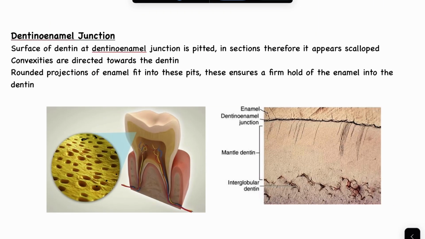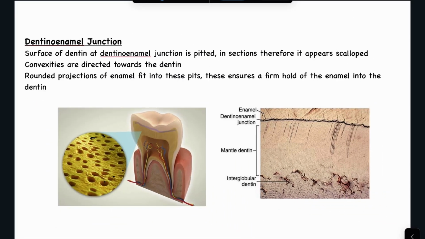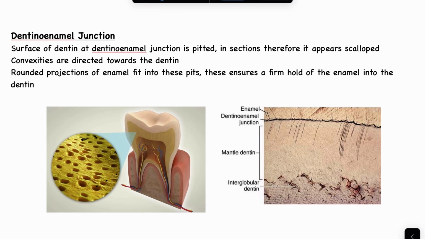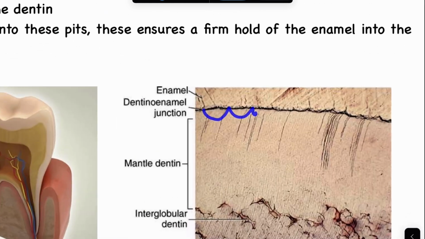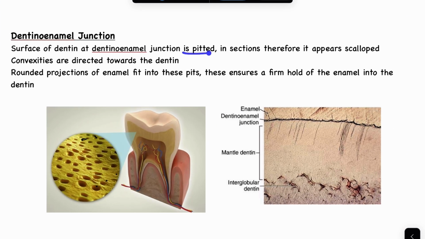Now coming to the dentino-enamel junction. What is the dentino-enamel junction? We know it's the junction between the dentine and the enamel. But there's one basic concept: when you draw your histology diagrams, you would draw it like this. You can see that it appears scalloped. And why does it appear scalloped? The junction is pitted like this.